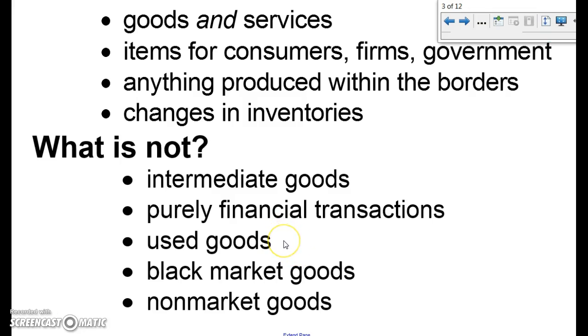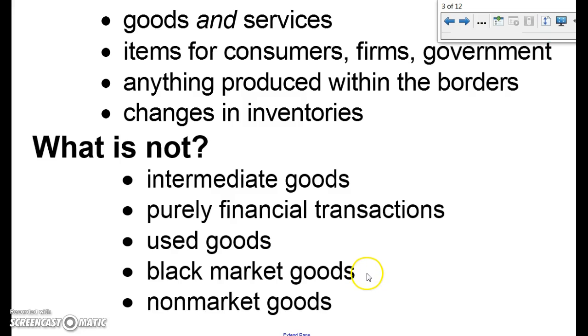Used goods do not count. They would have been counted in the year in which they were produced. So if I buy a used car, that does not add to GDP. That car was already counted in GDP. That said, if I buy a used car at CarMax, the salesperson's time and effort, the markup that they get for their service, is counted, but the value of the car is not.